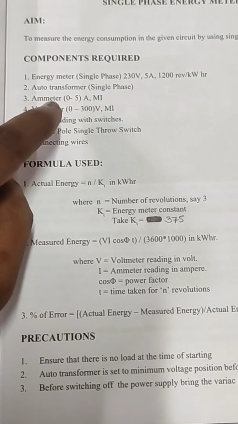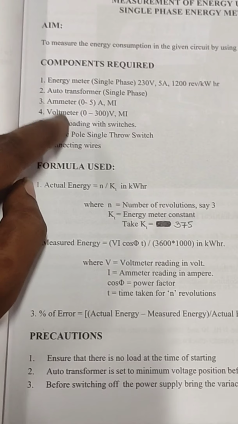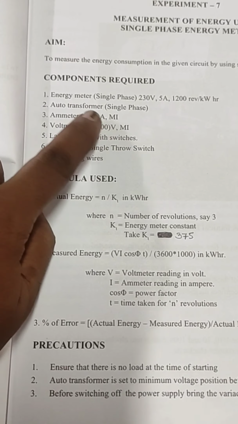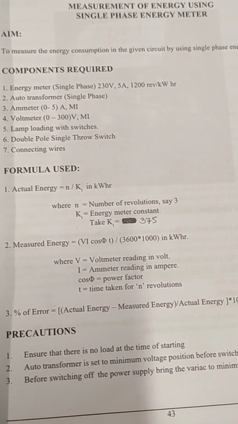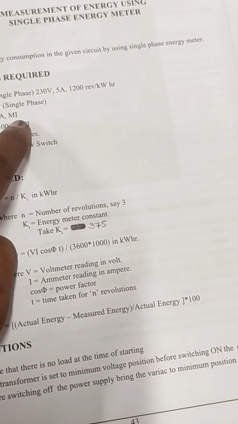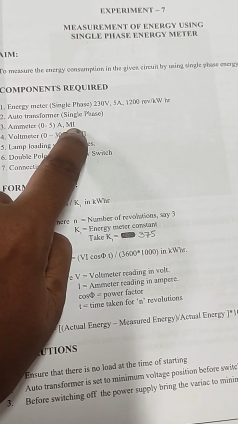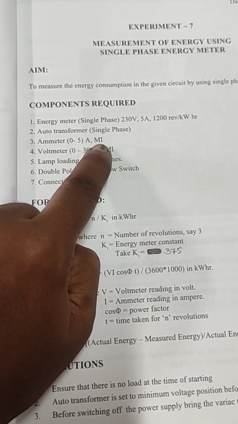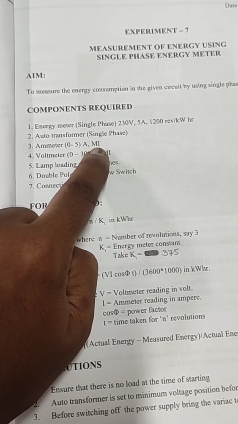Since everything is working with AC, to measure an AC electrical quantity, we must use a moving iron type of measuring instrument. For that, we have mentioned it as an MI type of instrument. Whereas for DC measurement, we need to use the MC type, the moving coil type of instrument.